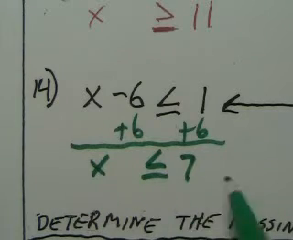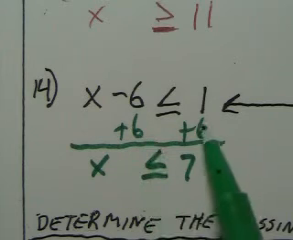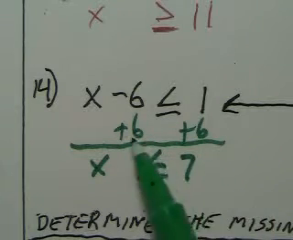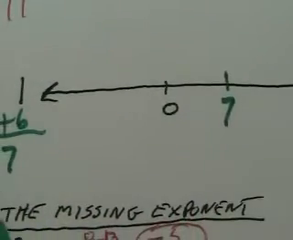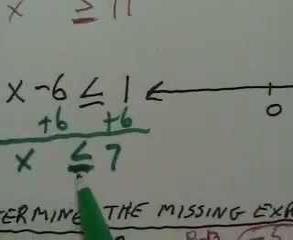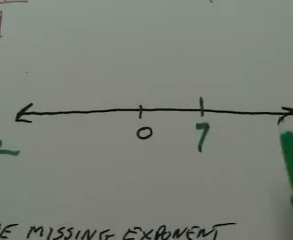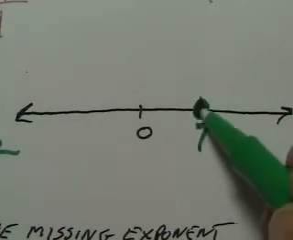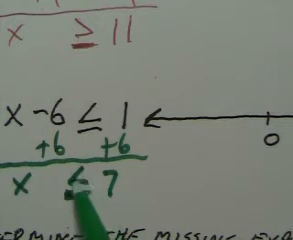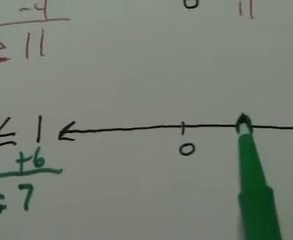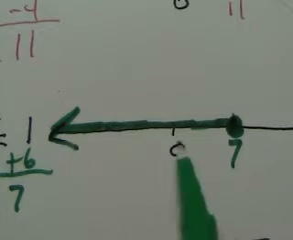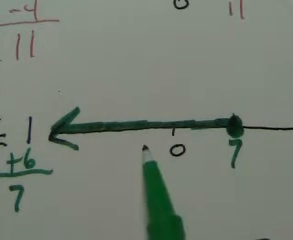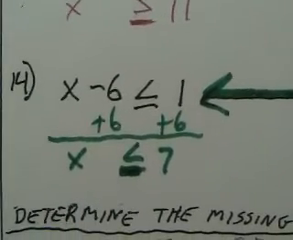Number 14, I add 6, that gives me 7. I'm just adding, so I just keep the arrow the same. And if I graph that, there's a bar, so that means it's a solid dot, so I put a solid dot at 7. And we shade with the arrow, goes to the left, so you shade to the left. So these are all the solutions. Anything less than 7 is the answer. 7 and anything less than it.